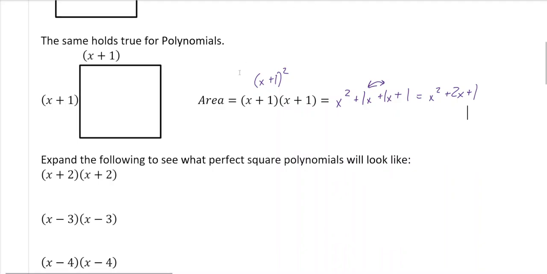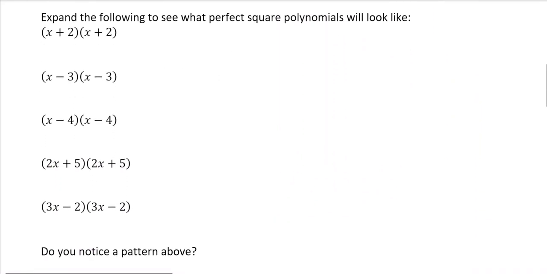Let's continue on and expand all of the following to see what perfect square polynomials will look like. I highly recommend that at this point you pause the video, expand them, and see if your expanding skills are up to par. Otherwise, you may need to go back and watch that video to help you out.